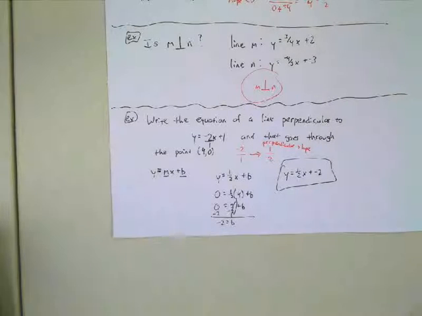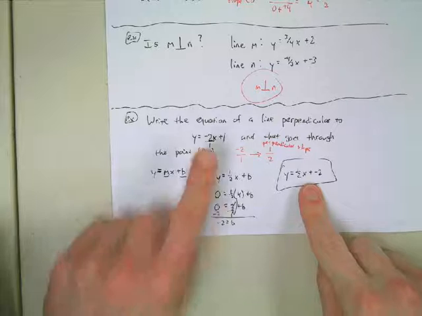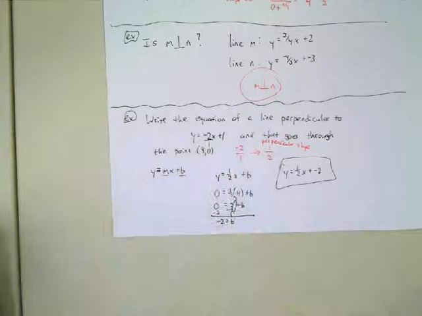All right, there's the equation of our line. So this line will be perpendicular to this one. And I'll show it to you here too. If you guys have graphing calculators, you can actually see that they're perpendicular to one another.